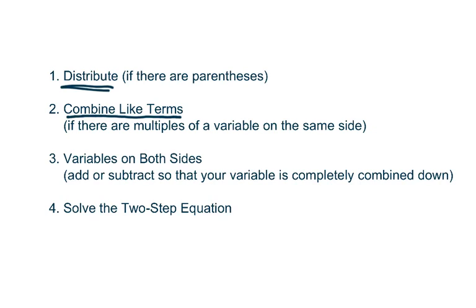But if you have an x on the left and an x on the right, that's when you need to take care of your variables on both sides by either adding or subtracting one of them so that it's all on the same side of the equation, combined down to just one copy of that letter. And then finally, if you followed these steps right, you should just have a 1 or 2-step equation. Usually it's a 2-step equation, but sometimes you get lucky and it's a 1-step equation.